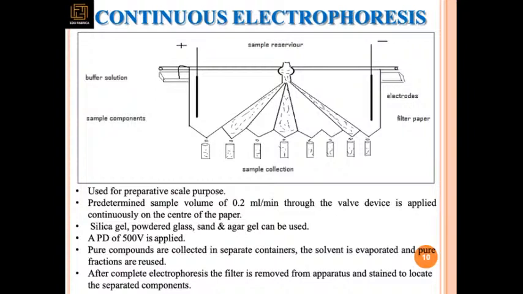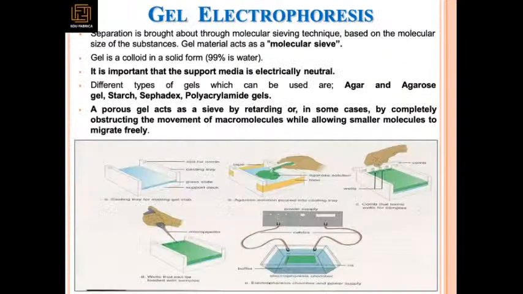Then there's continuous electrophoresis. In this, you have a sample reservoir on the top, and then you resolve your samples by folding like this, and then you have sample collection in different ways. So this is your filter paper, this is positive, this is negative. It is used for preparative scale purposes. A predetermined sample volume of 0.2 ml per minute through a valve device is applied continuously on the center of the paper. A potential difference of 500 volts is applied. After completion of electrophoresis, the filter is removed from the apparatus and stained to locate the separated components.